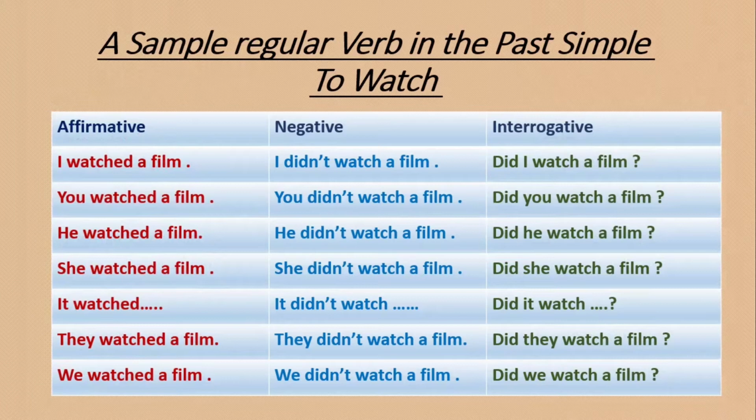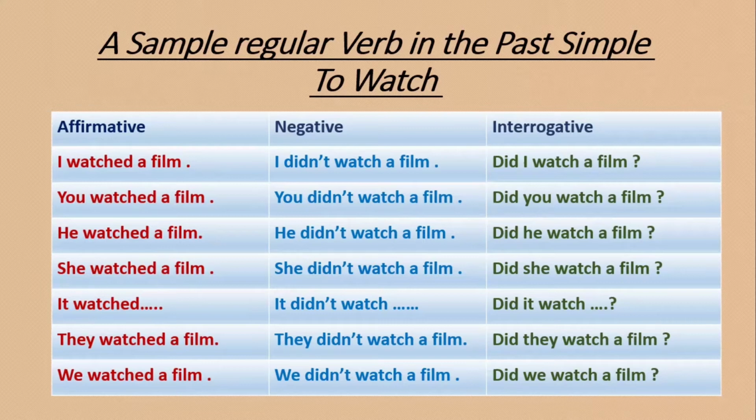He watched the film. He didn't watch a film. Did he watch a film? Yes, he did, or no, he didn't. She watched a film. She didn't watch a film. Did she watch a film? Yes, she did, or no, she didn't. The others go like this. The main idea here, as I said before, is that the verb in the affirmative form doesn't agree in number with the subject.